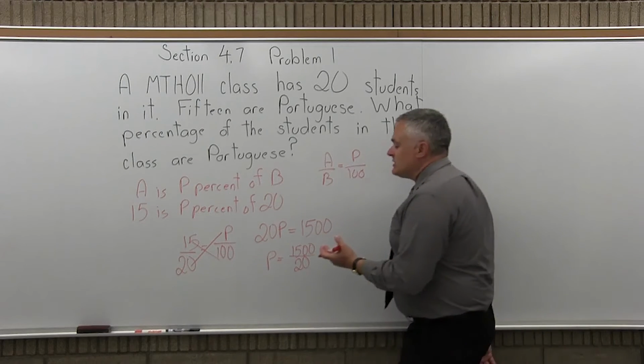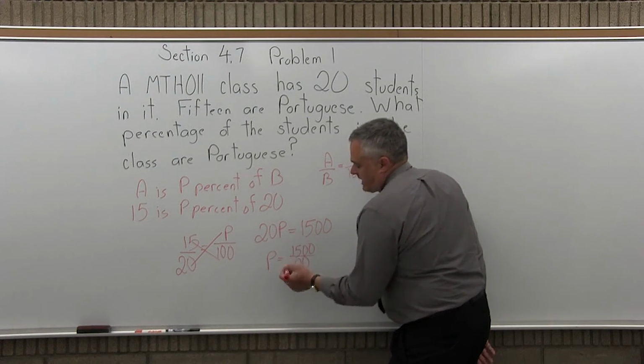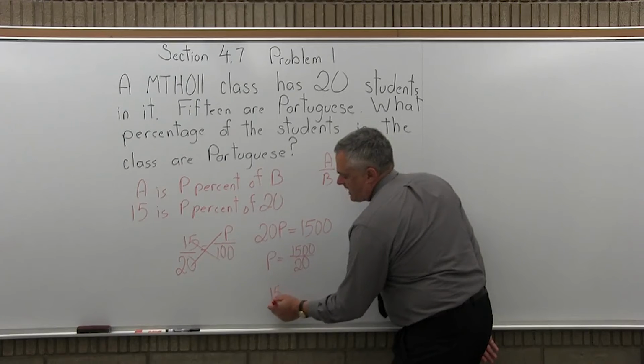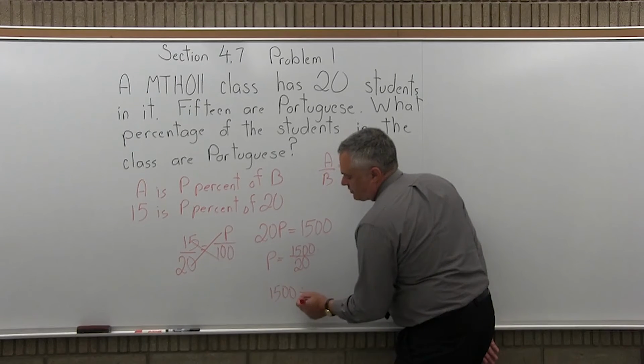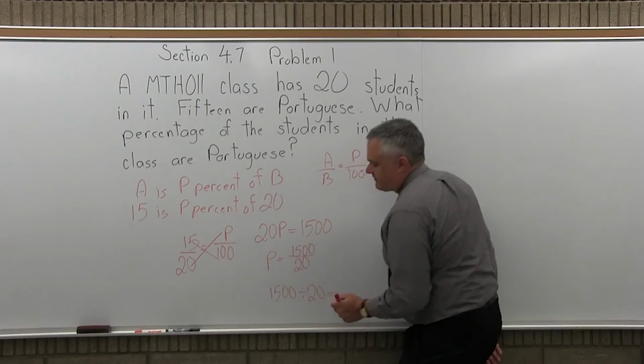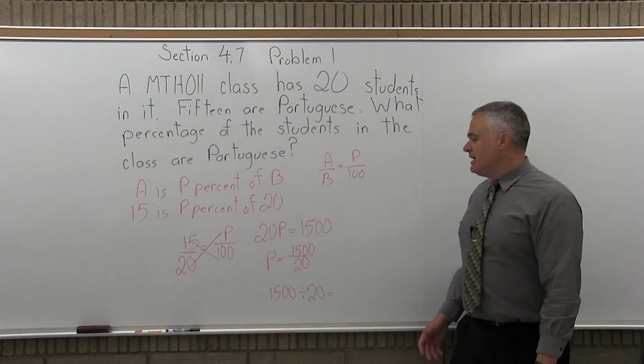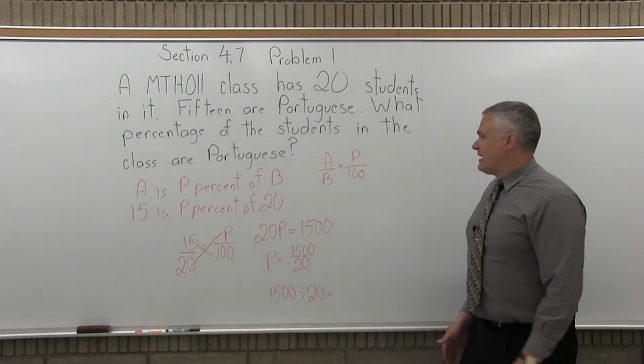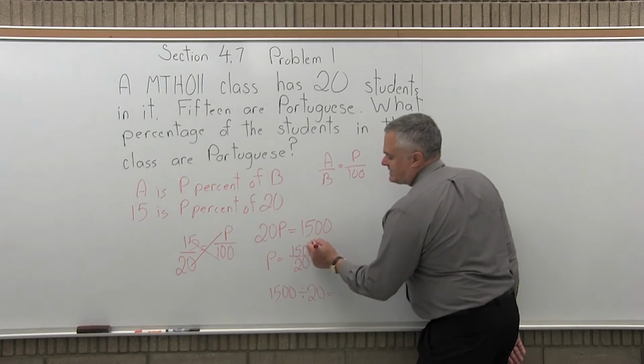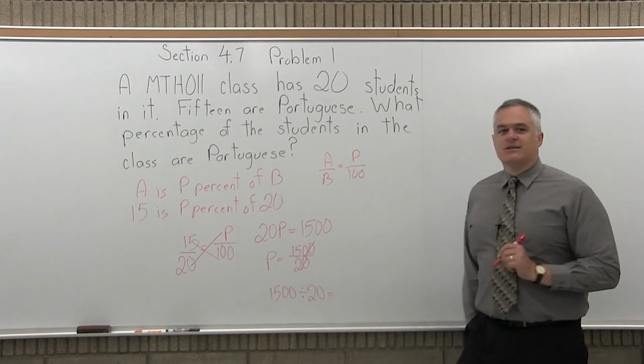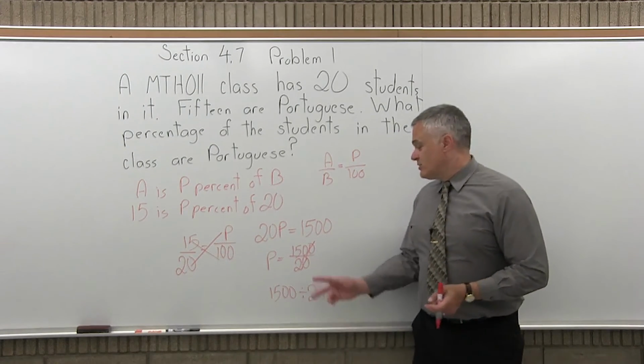Now, I can reduce that without using even a calculator. If you have a calculator that your teacher will let you use, you would enter it this way: 1500 divided by 20 equals. If you don't, you would divide it out the long way. But what I see is I can at least start by canceling a 0. They both end in a 0, so I'm essentially reducing by 10.